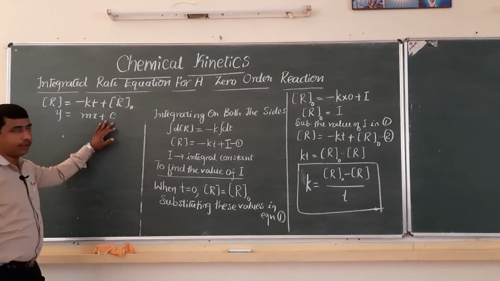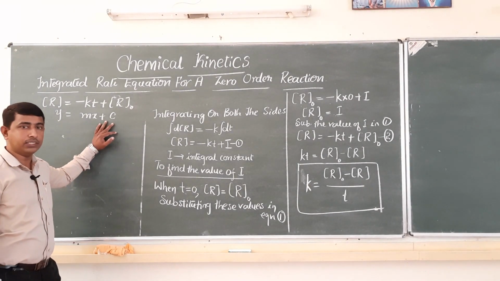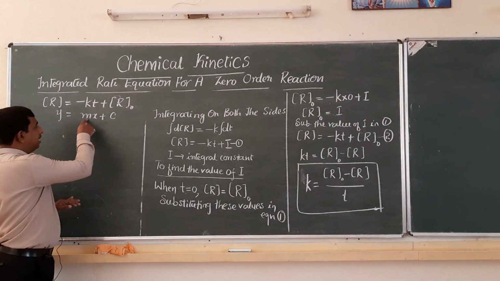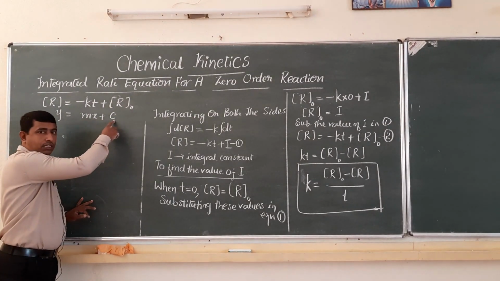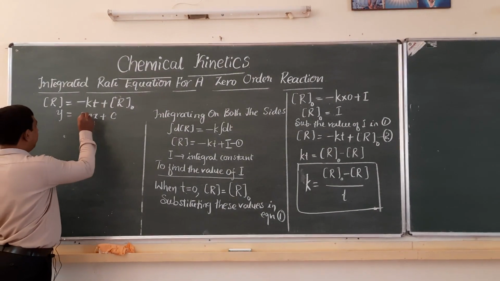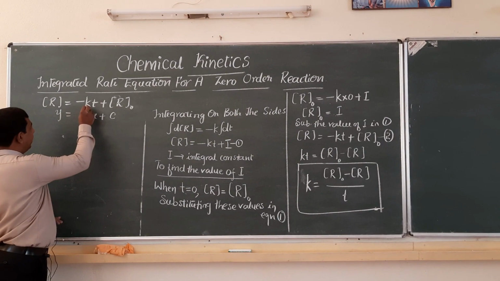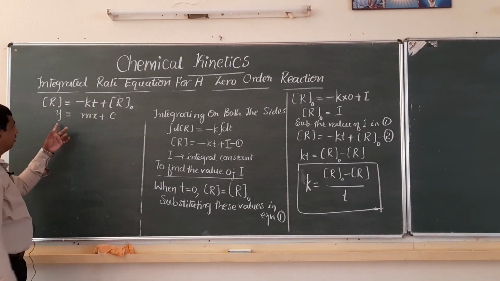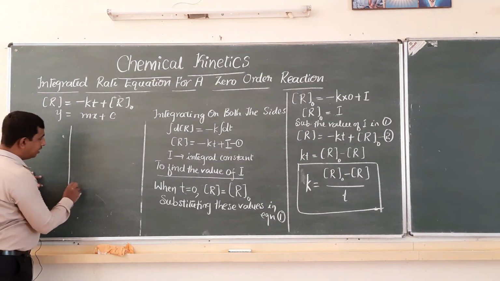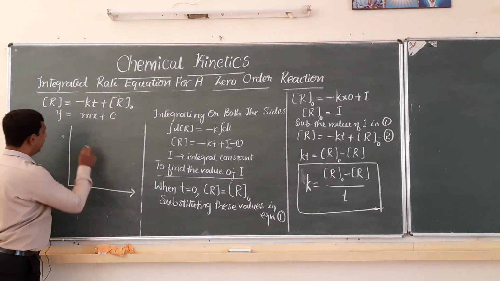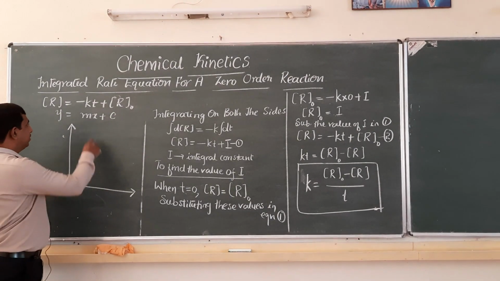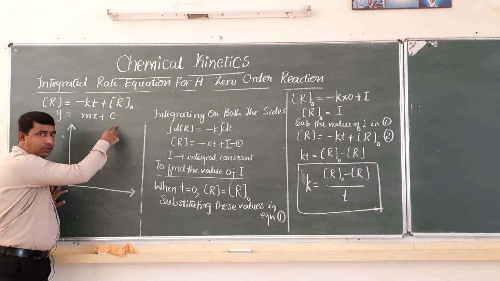What is y is equal to mx plus c? It is the equation of a straight line with slope equal to m, intercept equal to c. Here the value of slope m is equal to minus k. So on plotting y against x, we have to get a straight line with slope equal to m, intercept equal to c.